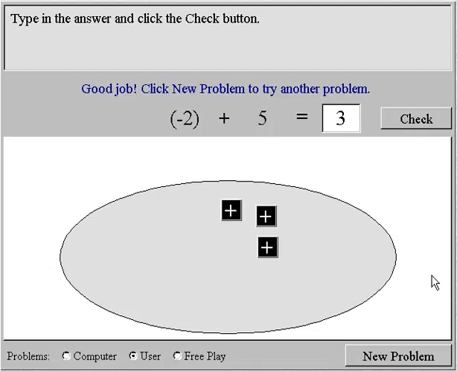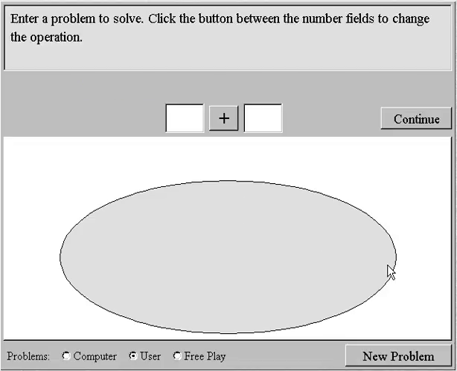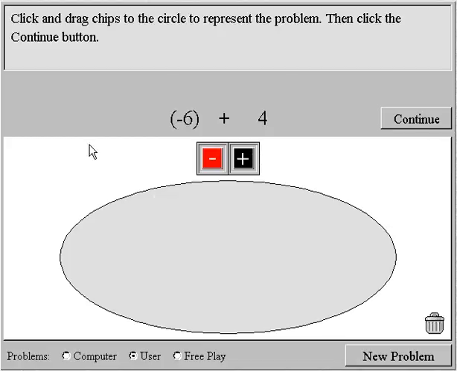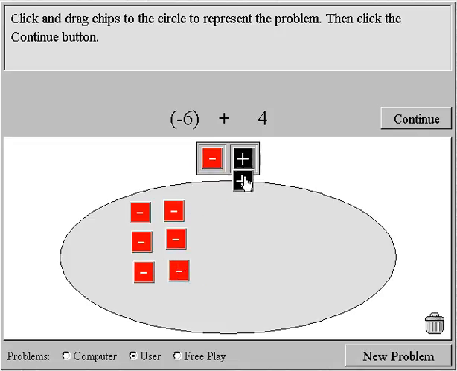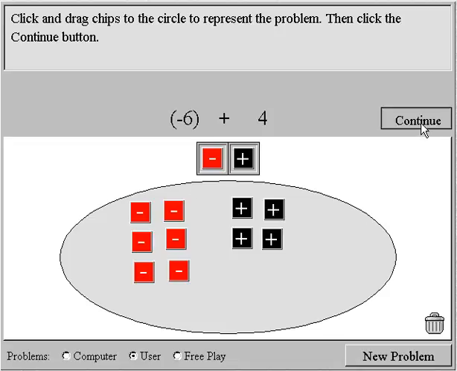All right. Let's try another problem. Let's say I have -6 and I want to add +4. Okay, so what I'm going to do? Well, I'm going to use the colored chips to represent this problem. -6 means that I have 6 red chips inside the oval, and +4 means I'm going to have 4 black chips inside this oval. All right, so this is the representation of -6 plus 4.